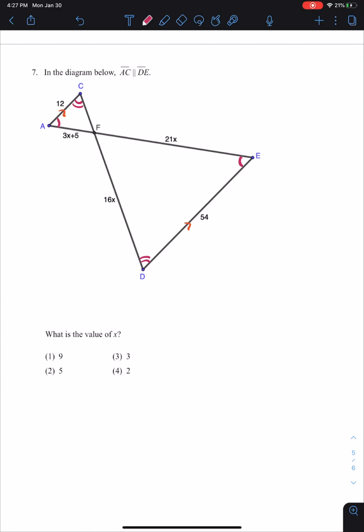So by angle-angle similarity, we know that these triangles are similar. And again, we use alternate interior angles. So angle C is congruent to angle D, and angle A is congruent to angle E, because alternate interior angles are congruent.